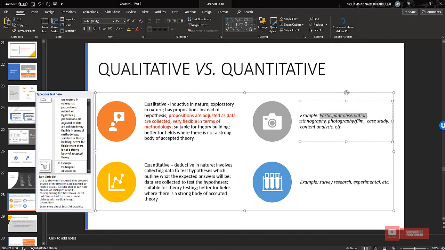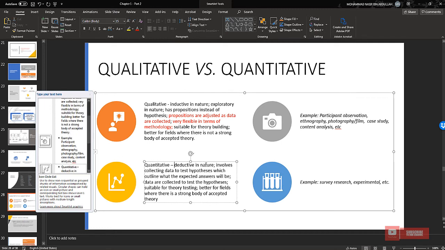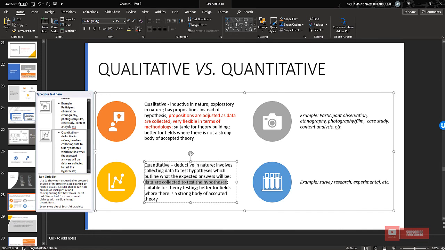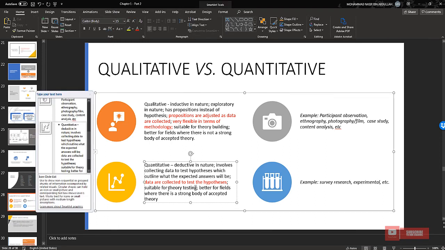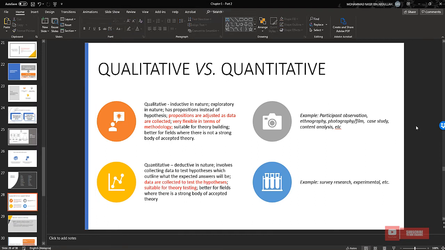For quantitative research, it is deductive in nature, involving collecting data to test hypotheses which outline what the expected answer will be. The data is collected to test hypotheses, right? This is the main thing that we do in quantitative research. We're trying to test the hypothesis. It is suitable for theory testing, right? We are not trying to build a theory, we try to test a theory, right?